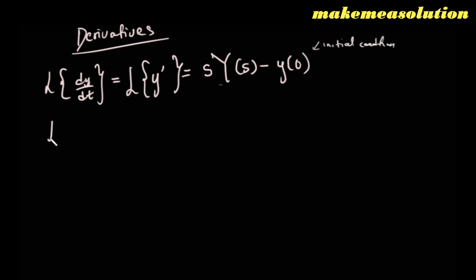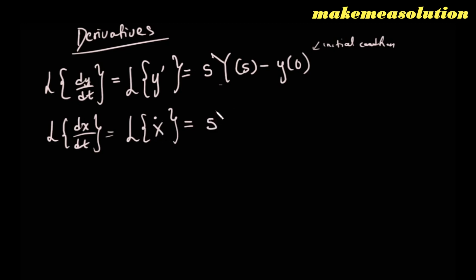If, on the other hand, you're taking the Laplace transform of dx dt, which is the Laplace transform of x dot or x prime, it follows the same pattern. So you have s, and instead of Y of s, you have capital letter X of s, minus x of 0. So this is your initial condition.